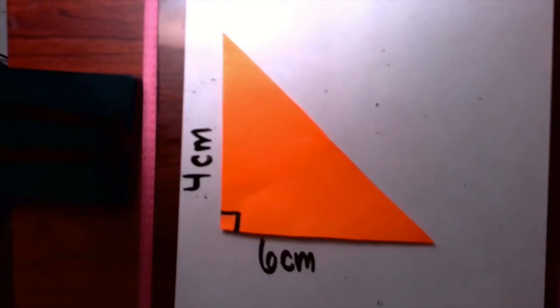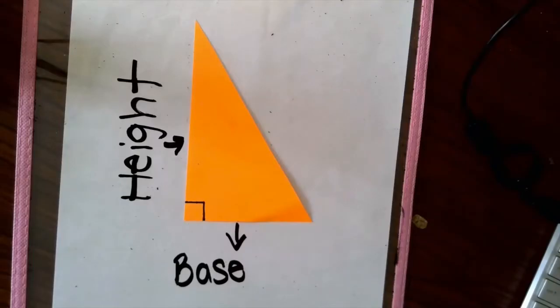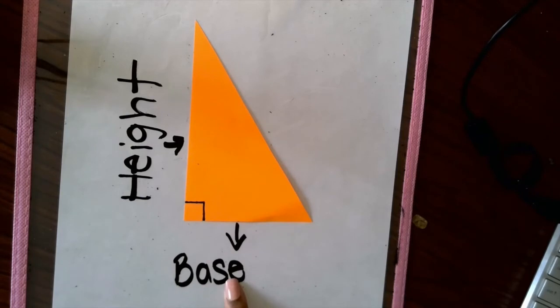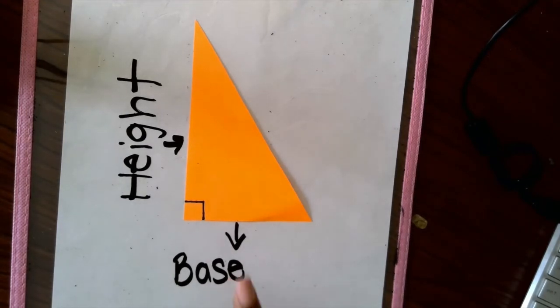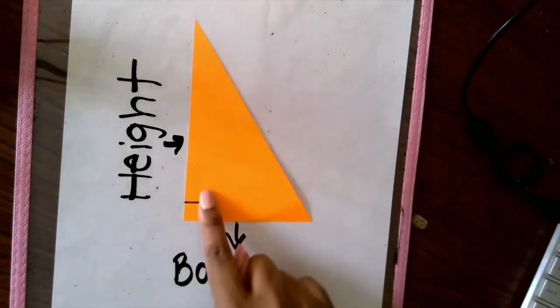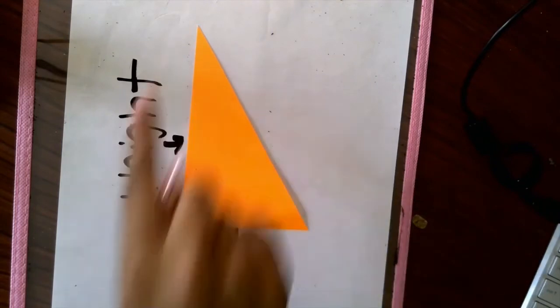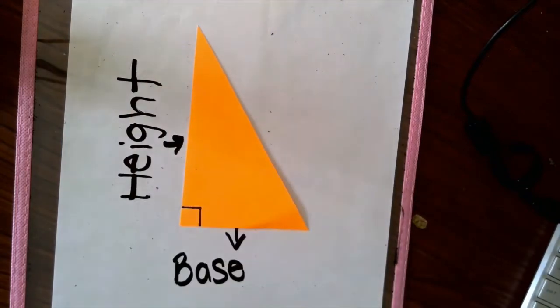Now let's try and find the formula for the area of a right triangle. But before we do, let's take note that the bottom of my triangle I call the base of my triangle. And the distance from the top of my triangle to the base of my triangle I call the height of my triangle. Now, let's get back to the problem.